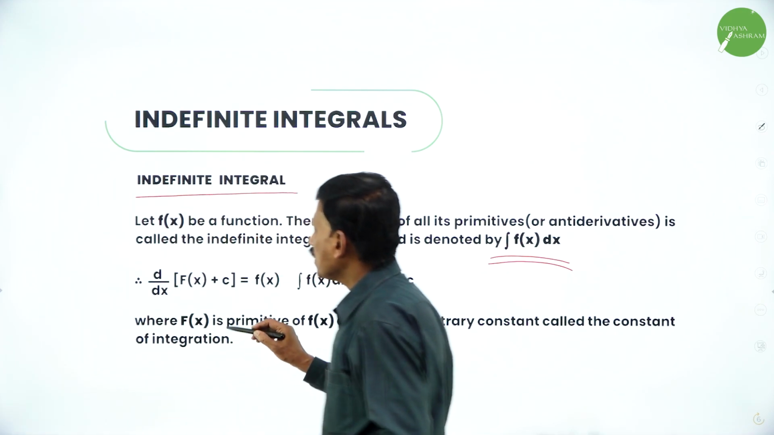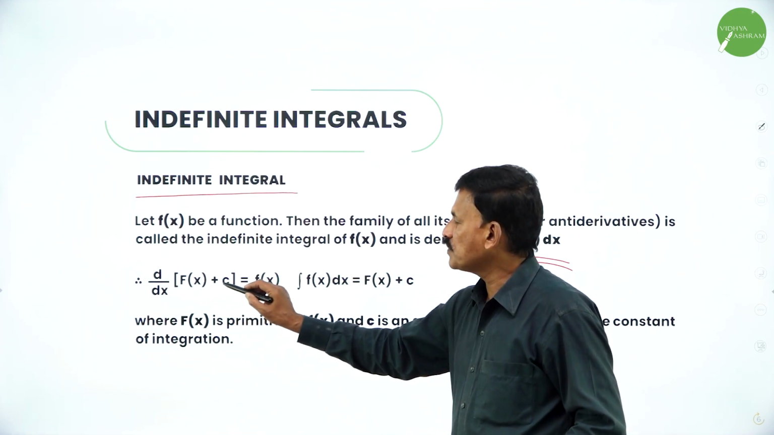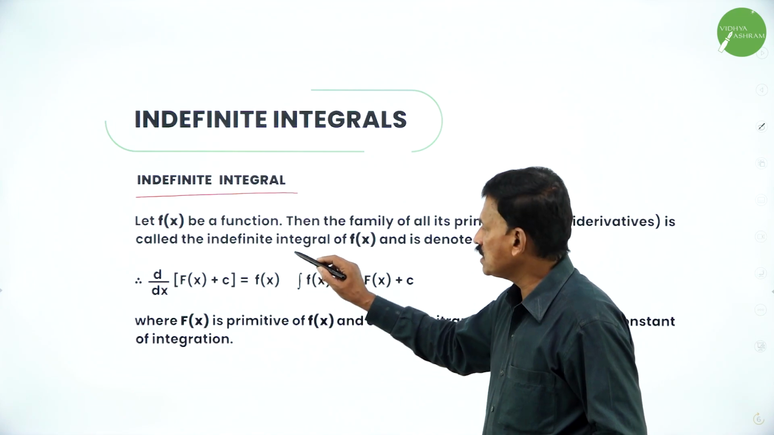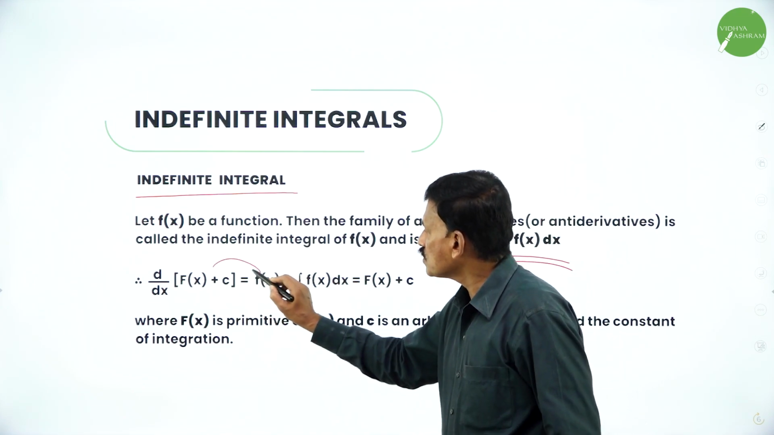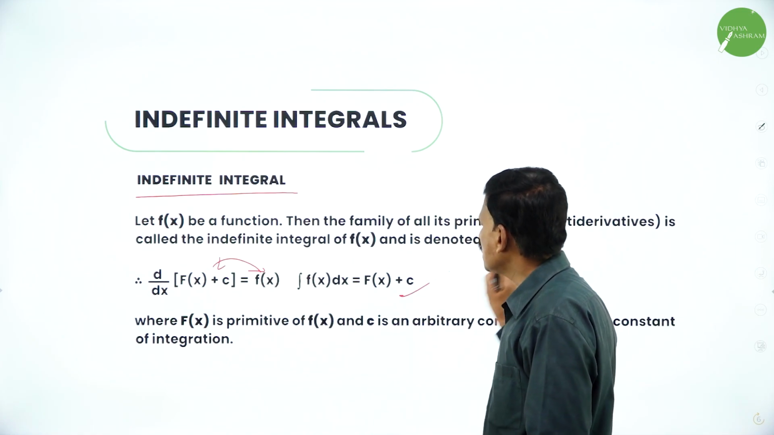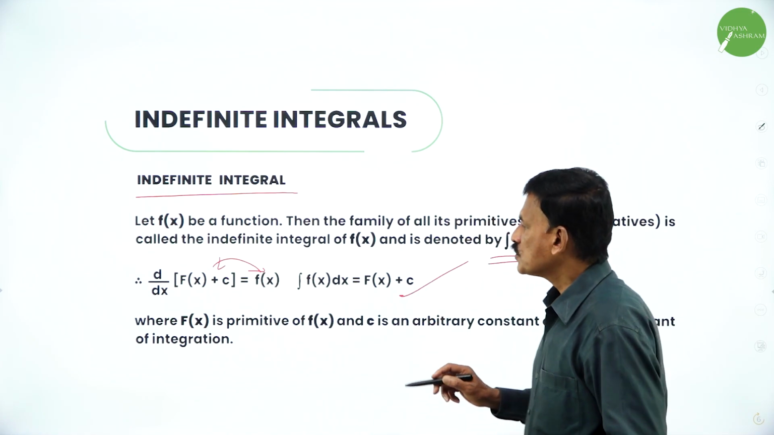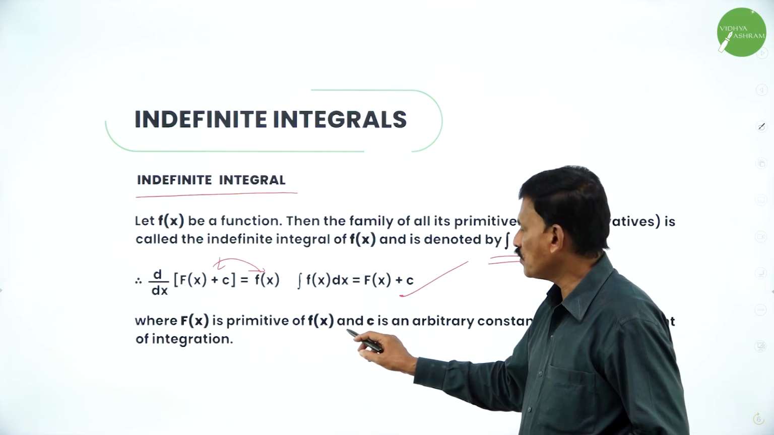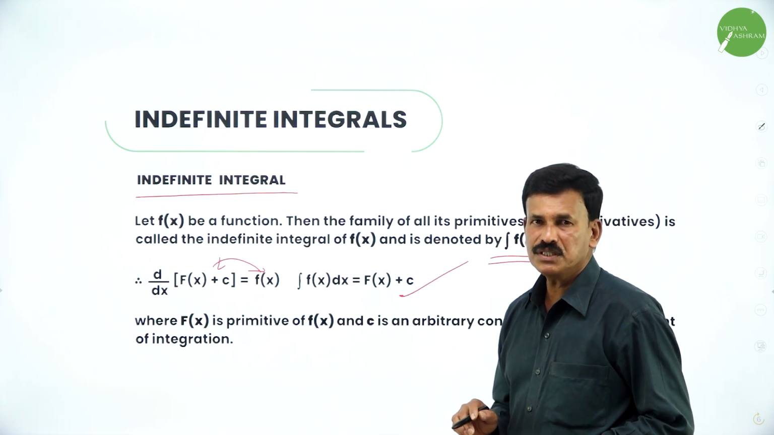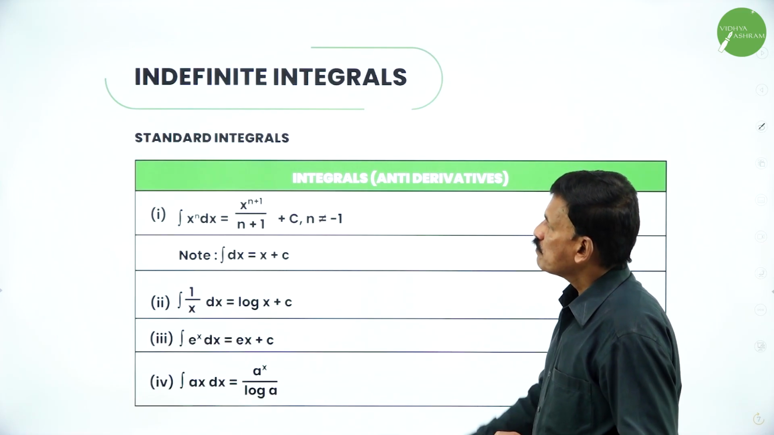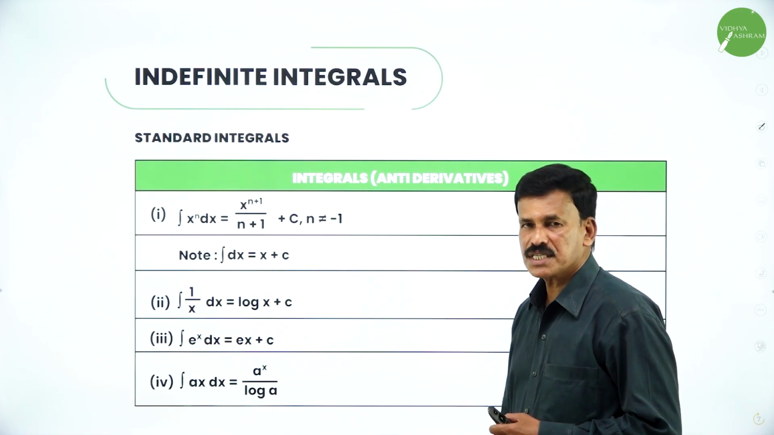So that is, if d by dx of capital F of x plus c is equal to small f of x, then the integral of small f of x dx is equal to capital F of x plus c. So that is called the integration of a function, right? Where capital F of x is the primitive of f of x, and c is called the arbitrary constant, or the constant of integration. Now, by knowing this, let us look at the standard results.